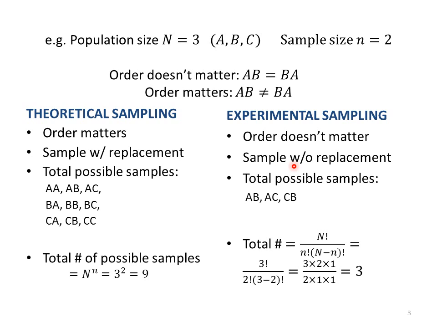So, using the same example, we take a sample of 2 out of a population of 3. If we use the theoretical sampling strategy, the number of total possible samples is 9. And if we use the experimental sampling strategy, the total possible samples is 3. And here is the computation.